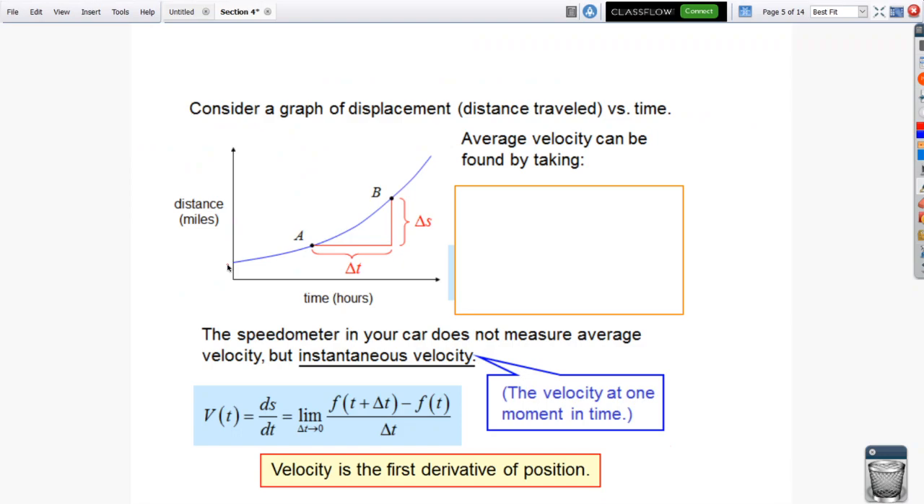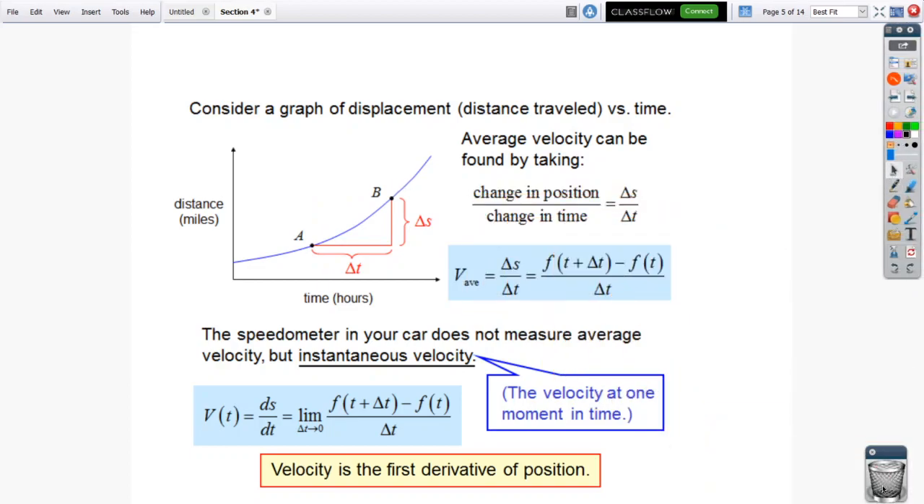So let's look at a graph of displacement. This right here, we have distance versus time. So we could think of this as miles per hour is what we're trying to figure out from this one. But this is displacement, again, miles and hours. In order to find the average velocity, it is the distance you've gone over the time that you've gone. So the average velocity brings us back to the secant slope, where you have the change in position over the change in time. Delta S over delta T.